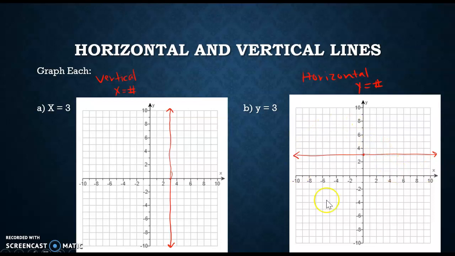I guess I didn't make the comment. Horizontal lines, that's when our slope is 0. Vertical lines, we have that undefined slope. So we also have that equation written not in y equals form.